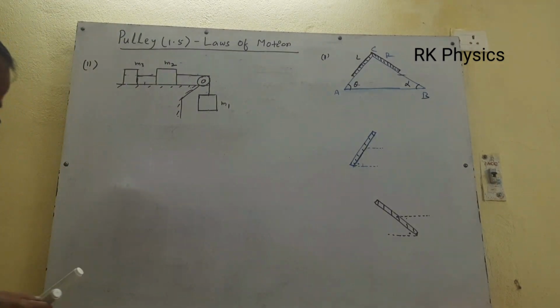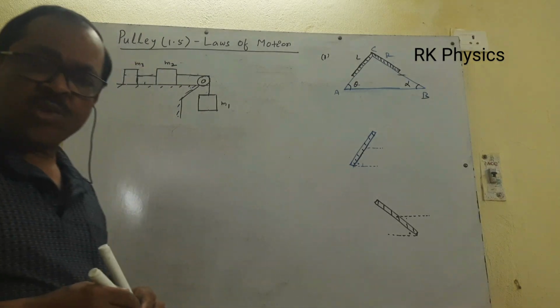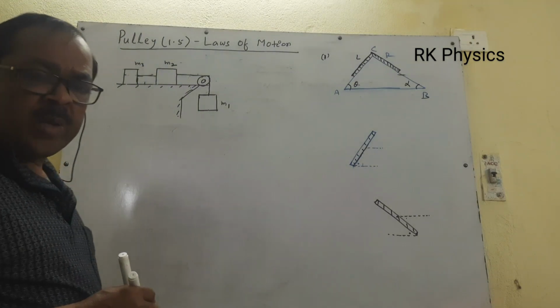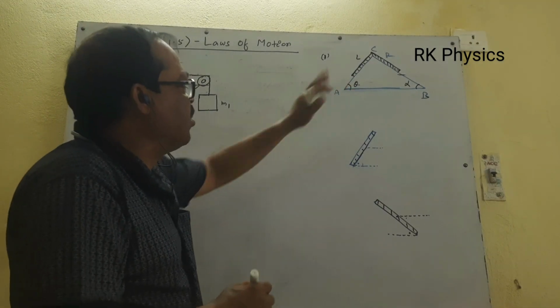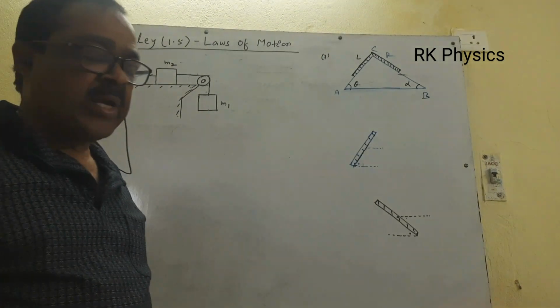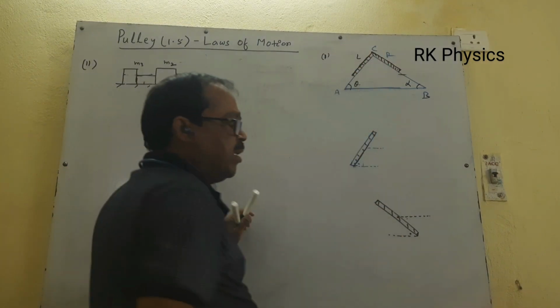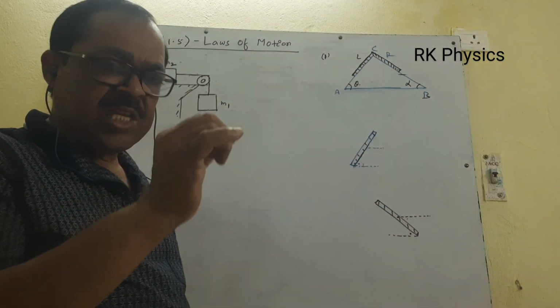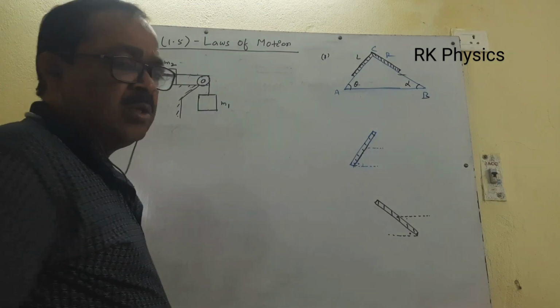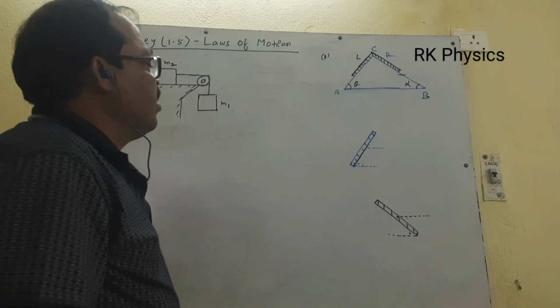This is your pulley 1.5. In the last section, pulley 1.4, we discussed this: a chain of mass m, and the midpoint of the chain is on the C of wedge ABC. The wedge is on a smooth surface.